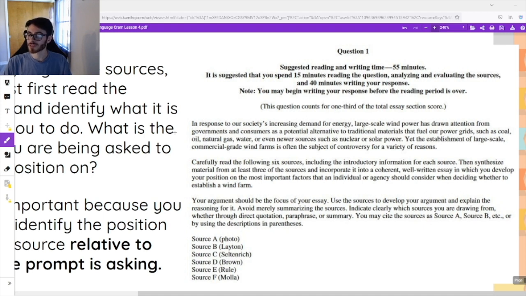Carefully read the following 6 sources, including the introductory information for each source. Then, synthesize material from at least 3 of the sources and incorporate it into a coherent, well-written essay in which you develop your position on the most important factors that an individual or agency should consider when deciding whether to establish a wind farm. Your argument should be the focus of your essay. Use the sources to develop your argument and explain the reasoning for it. Avoid merely summarizing the sources. Indicate clearly which sources you are drawing from, whether through direct quotation, paraphrase, or summary. You may cite the sources as source A, source B, etc., or by using the descriptions in parentheses.